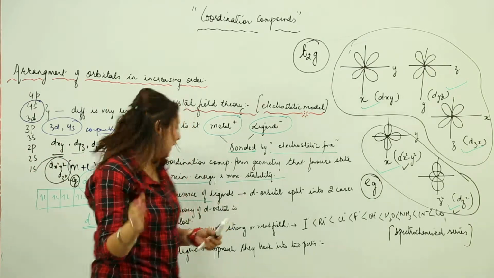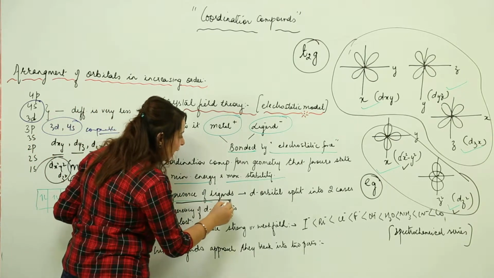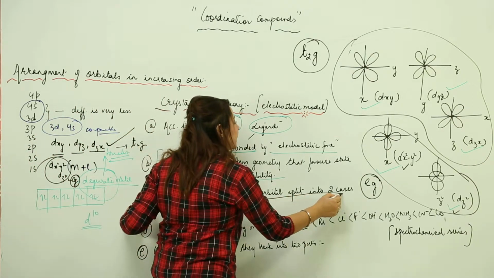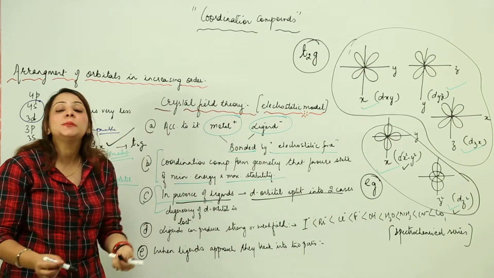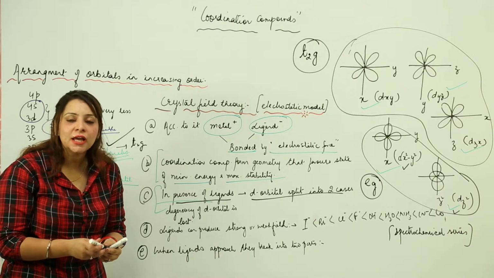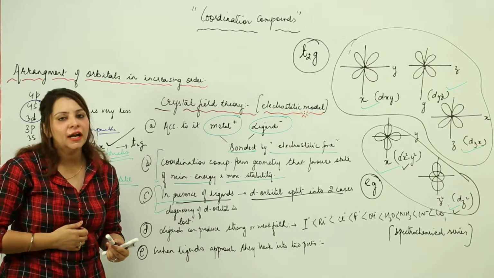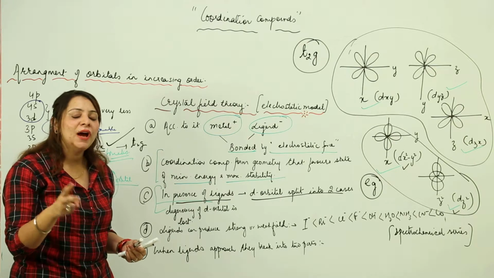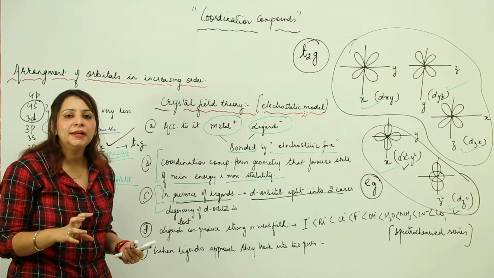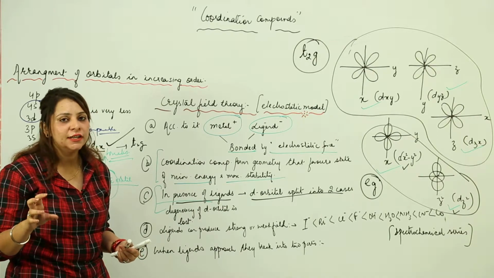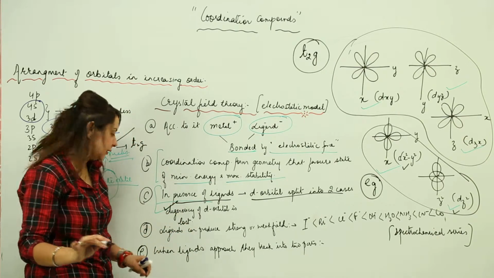Now just look at the third point. It states that in the presence of ligands, d orbitals split into 2 cases. Now I think it's clear why they split. They split because their degeneracy gets lost, and they get split into 2 cases depending upon their energies. As I told you, dxy, dyz and dzx are going to possess T2g energy, and dx square minus y square and dz square are going to possess energy equal to Eg. So that means degeneracy is lost, right?